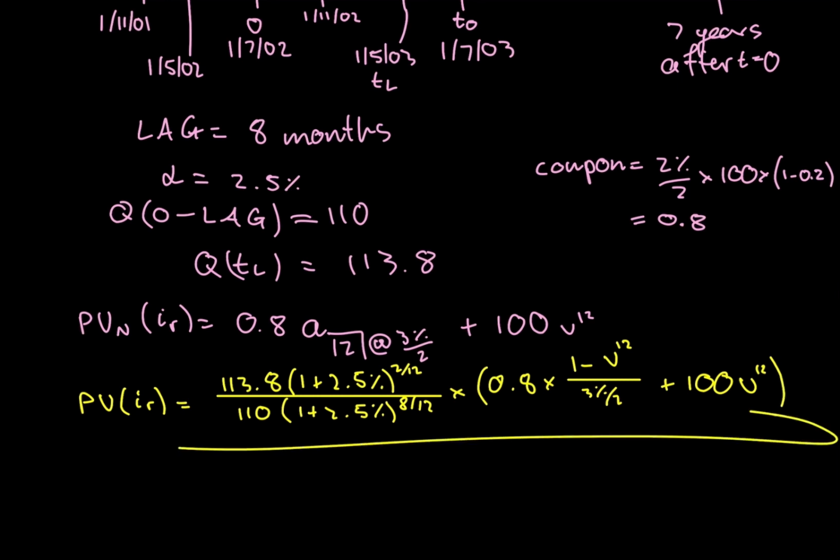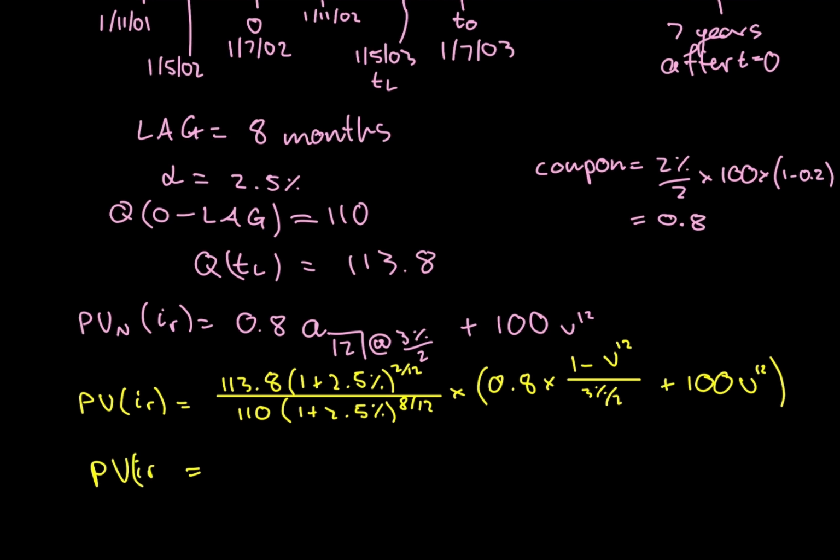Now, if you go ahead and type that into your calculator, you should get that the present value using the real interest is equal to 94.38 Rand per 100 Rand nominal.